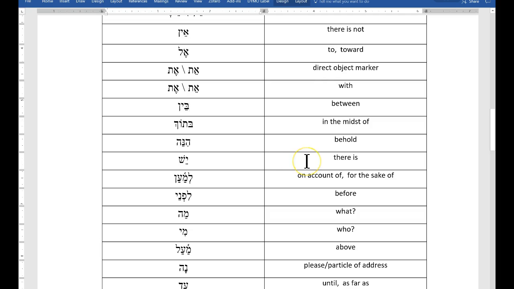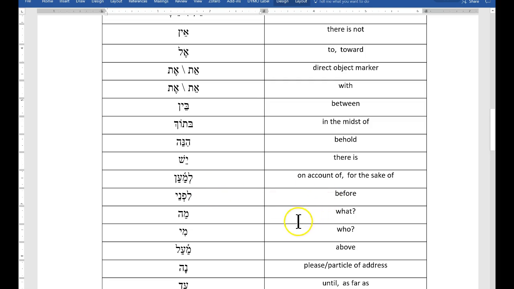Yesh is the particle of existence: there is, there are. Le ma'an, we're probably going to read a passage from Ezekiel today when we do our sight reading tonight, and we're going to see this in context, but it means on account of or for the sake of. So nice word. It's not for your sake, O house of Israel, I'm about to act, but for the sake of my name. That's a place where it occurs, Ezekiel 36:22.